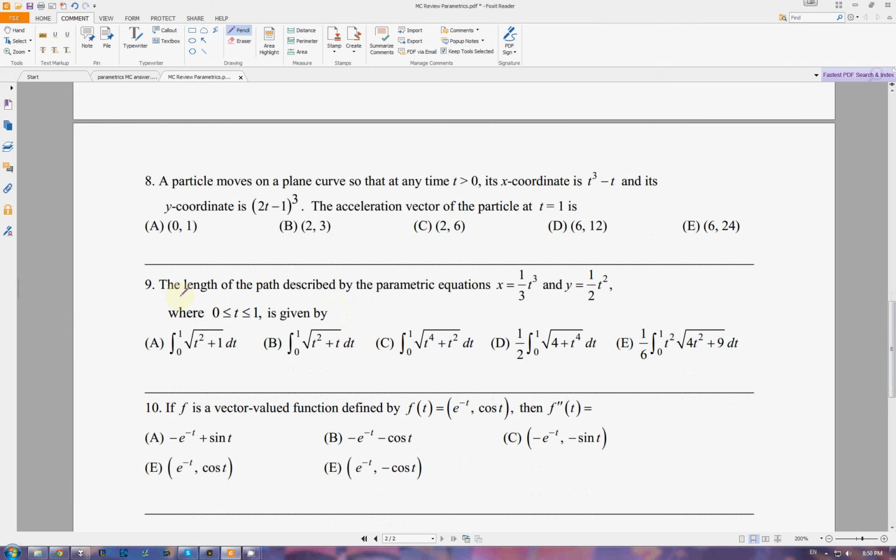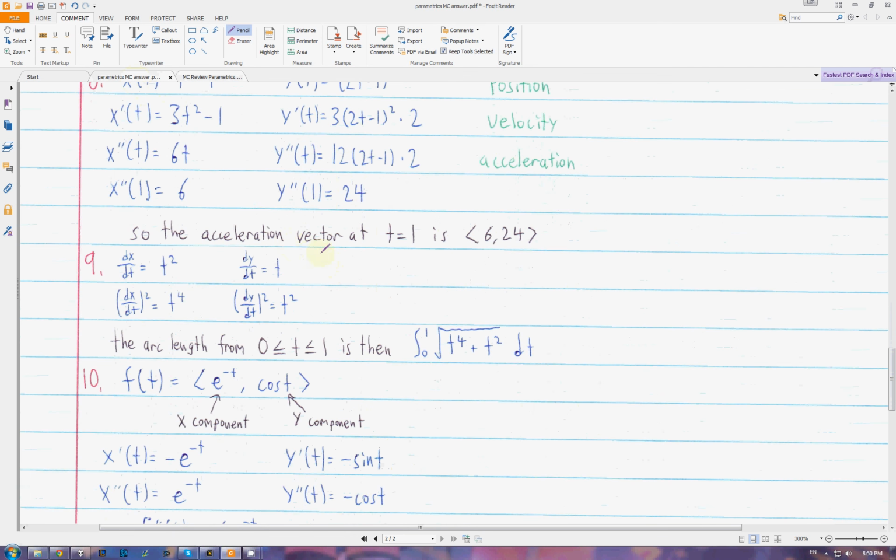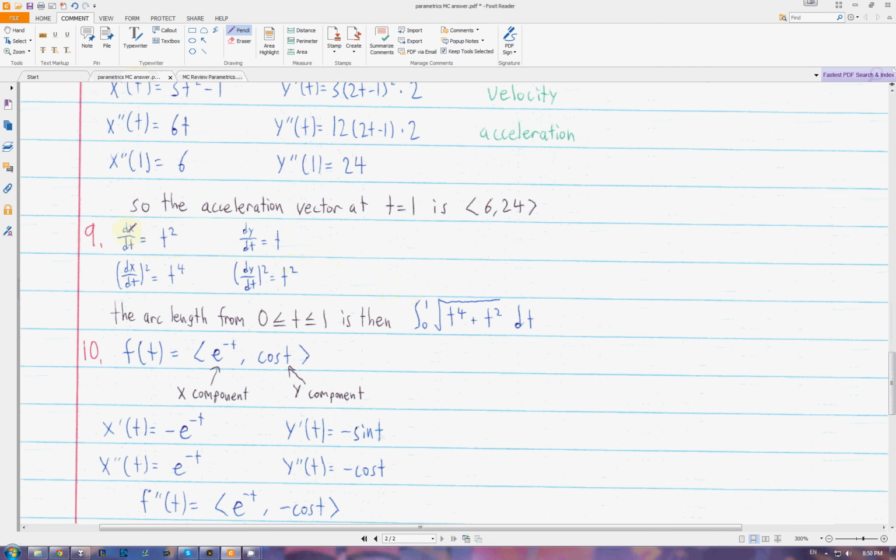For problem number 9, it's another arc length problem. So again, we just use the formula. We have dx/dt is t squared, and dy/dt is just t. So then you square them and plug them in to the formula, and the bounds are 0 to 1.